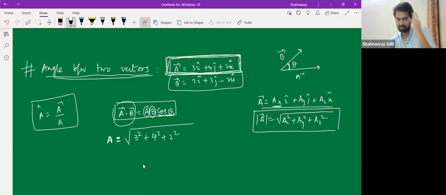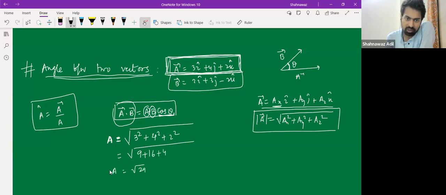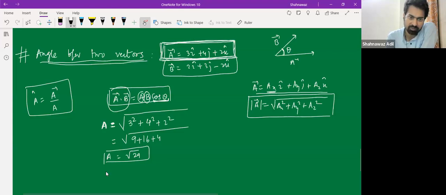Right, Afaf? Yes, sir. So this would be 9 plus 16 plus 4, so 29. Okay, this is the magnitude of A. And Rishita, please tell me what would be the magnitude of B.